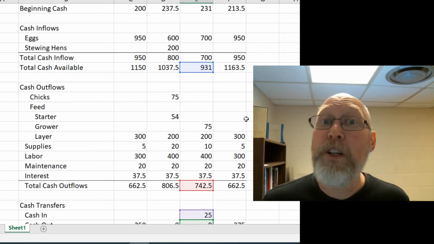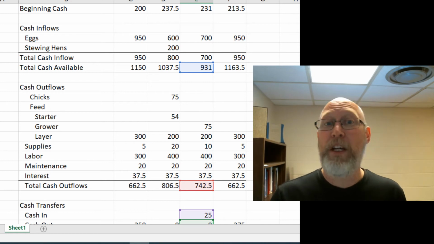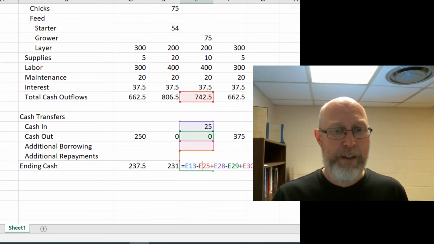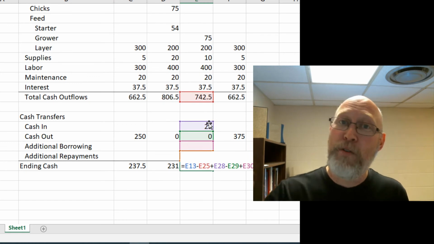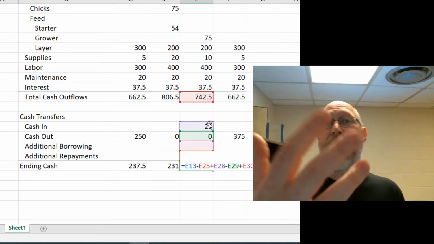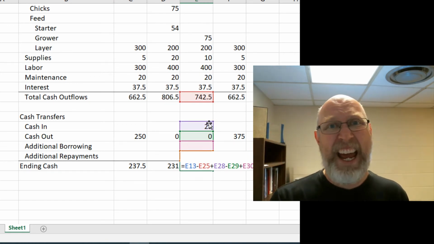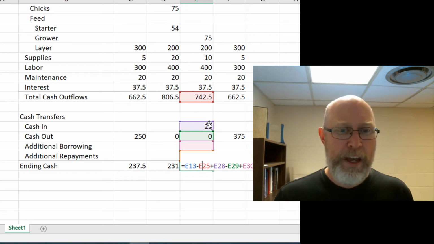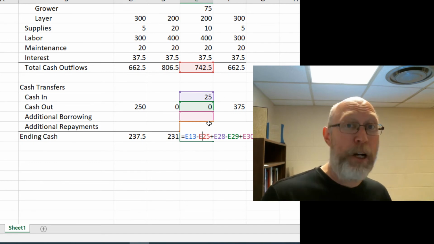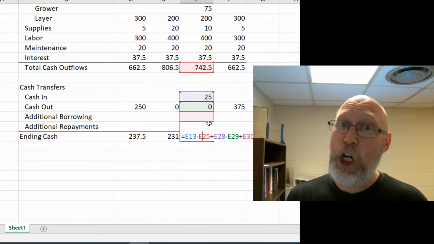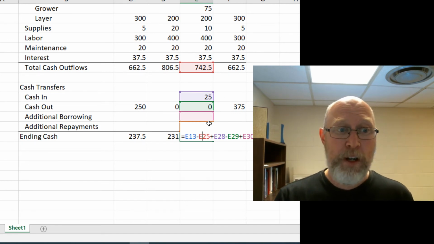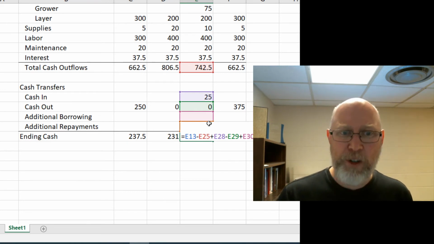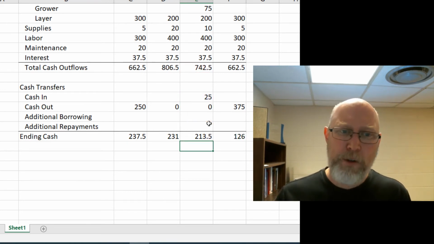The calculation here is pretty straightforward. It's my total cash available here minus my cash outflows right here, plus any cash I move into the business minus any cash I move out. Sometimes you would just add all these and use negative numbers in the cells, just so you know. And then I add any additional money that I borrow if I feel the need to take a loan out to handle my cash flow, minus extra money I pay down on my loans. So you just add those up and you get a number, 213.5.